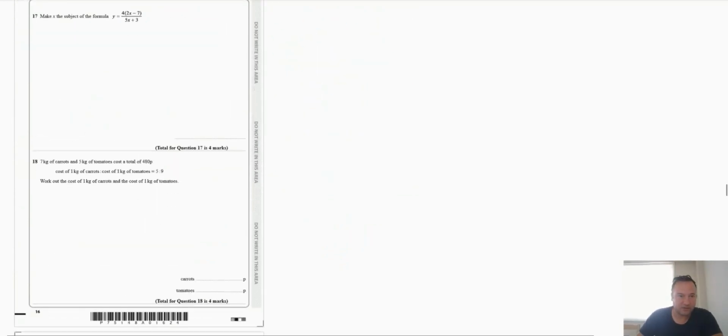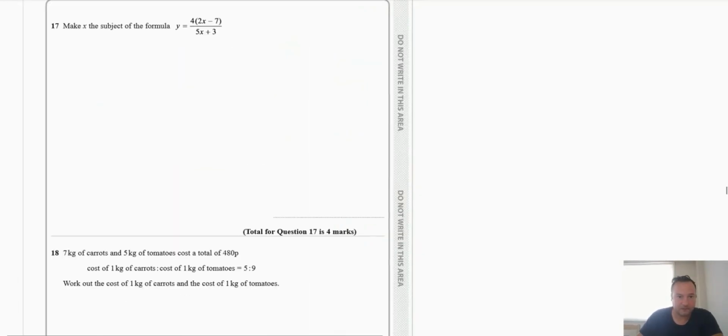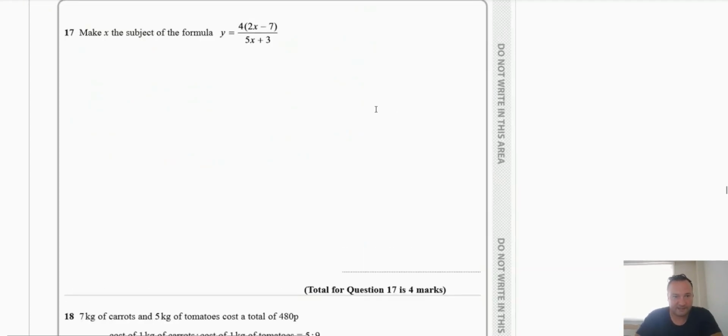Question number 17. It says, make x the subject of the formula y equals 4 brackets 2x minus 7, over 5x plus 3. What we can see here, guys, is that x is in two different places, and we want to try and make x the subject. So what do we do about that? Normally in this situation, we want x in terms of y.